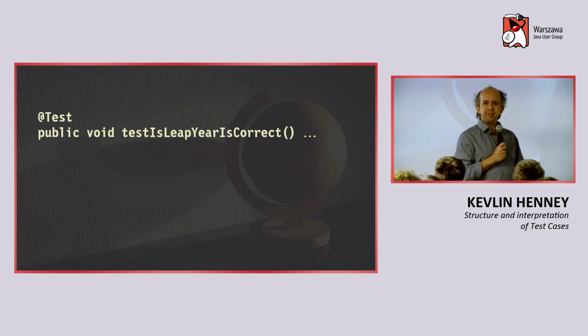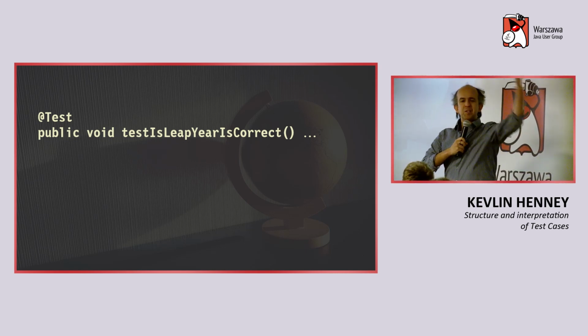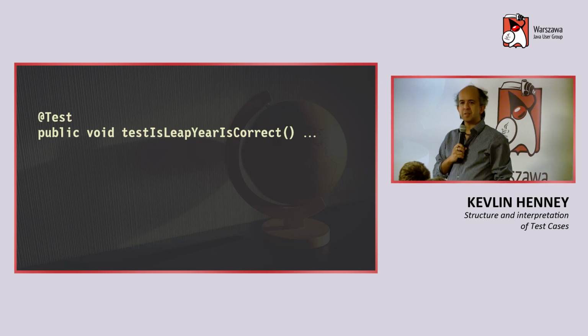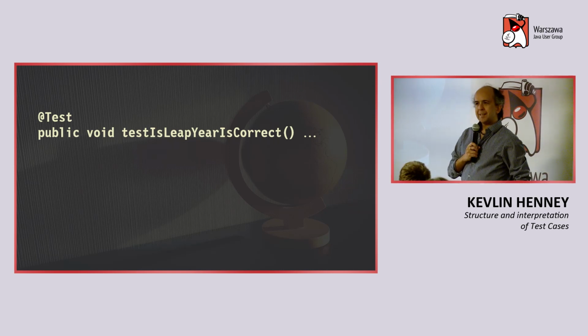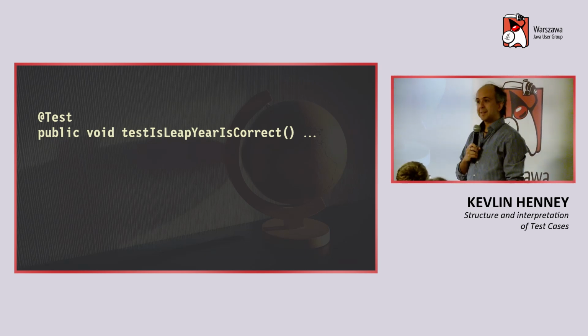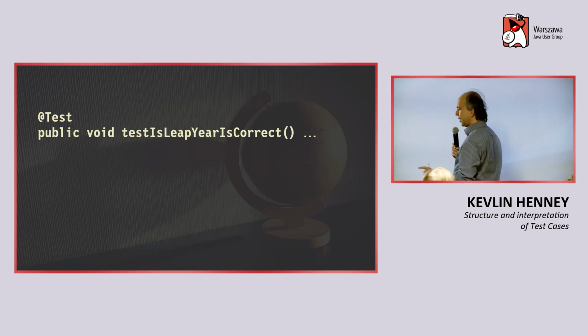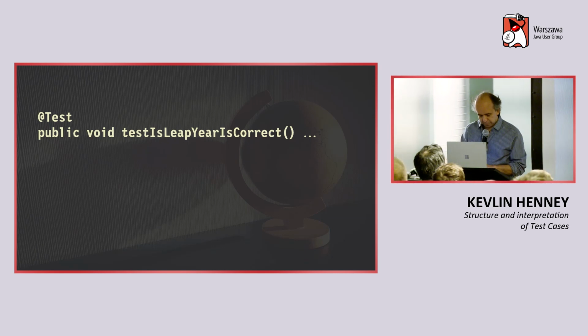There's a lot of noise. There's a number of noise words that we find, and pretty much every test base has one of these words. You sometimes find somebody has a testIsLeapYear, testIsLeapYearIsOkay, testIsLeapYearIsSuccessful, testIsLeapYearItWorks. There's lots of variations of this, but I'm going to say you probably want none of them.